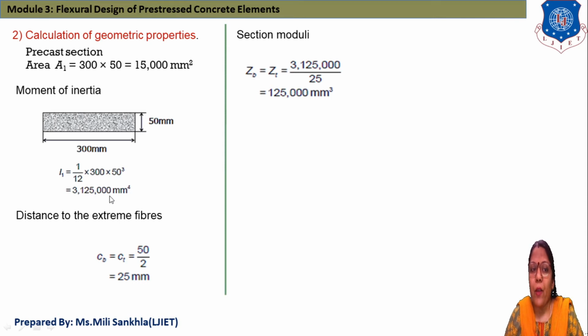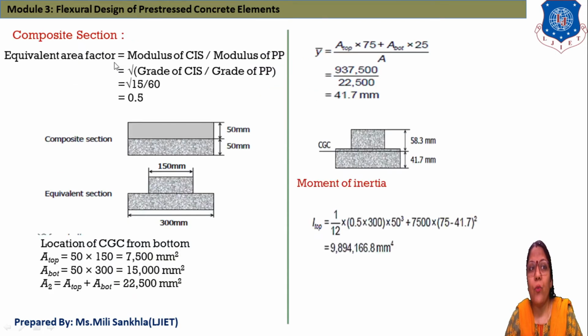So BD cube by 12 is equal to 3,125,000 mm to the fourth. Now we find the distance to the extreme fibers from the CGC level. For a rectangle section, 50 by 2, that means CT and CB are both 25 mm. Now we find the section modulus: ZB and ZT is equal to I by Y, that means I by CT or CB, and the answer is 125,000 mm cube. This is the section modulus for the precast section. Next we discuss the composite section.